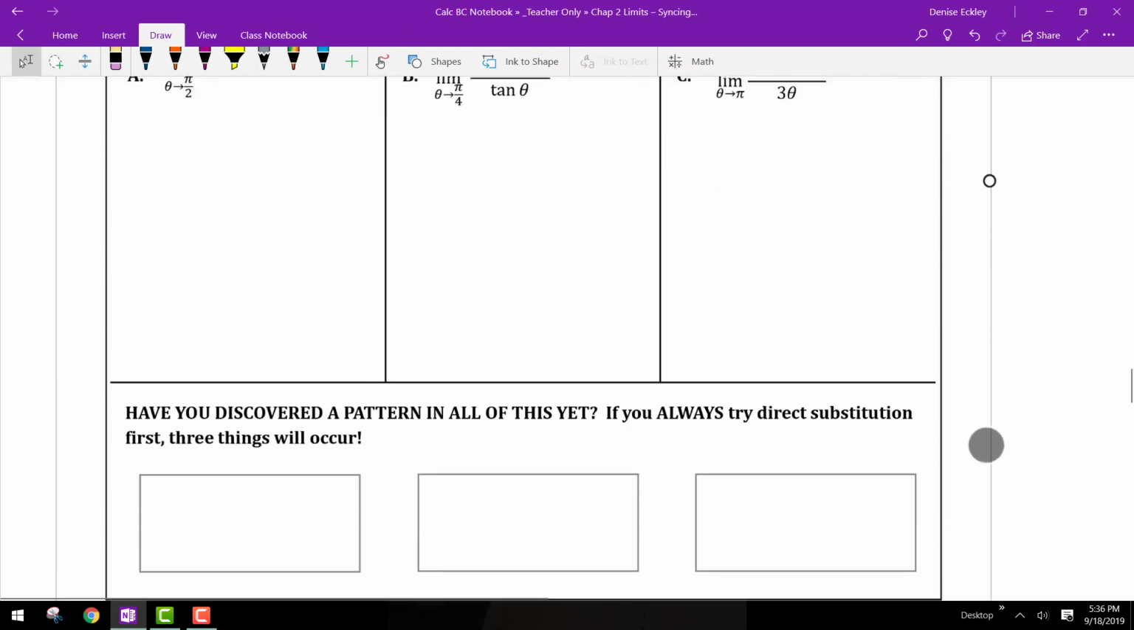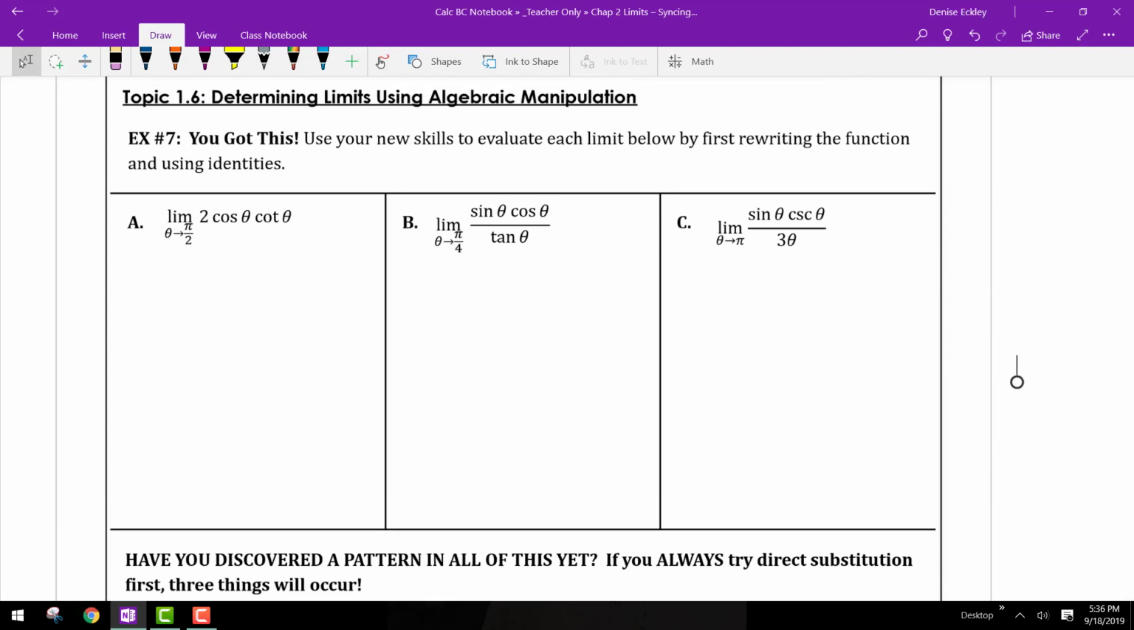So let's try to do these 3 examples by using our trig identities, and that could be as simple as a quotient identity, and see how we do on these. Okay, the first one is the limit of 2 times cosine theta cotangent theta. We can rewrite this as 2 times the limit as theta approaches pi over 2 of cosine theta times cosine theta over sine theta.